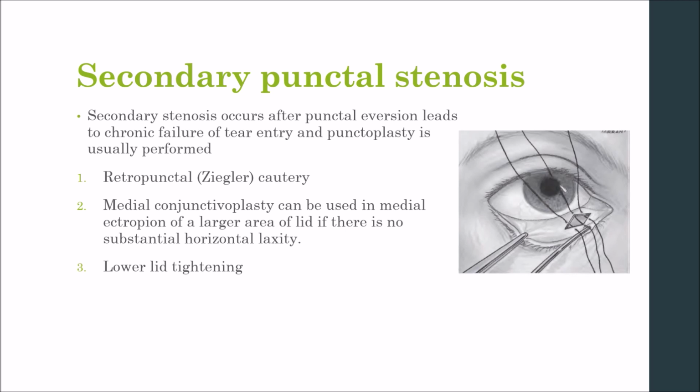Now, the next method is lower lid tightening, usually with a tarsal strip, which is used to correct lower lid laxity and may be combined with a medial conjunctivoplasty, where there is a significant medial ectropion component.